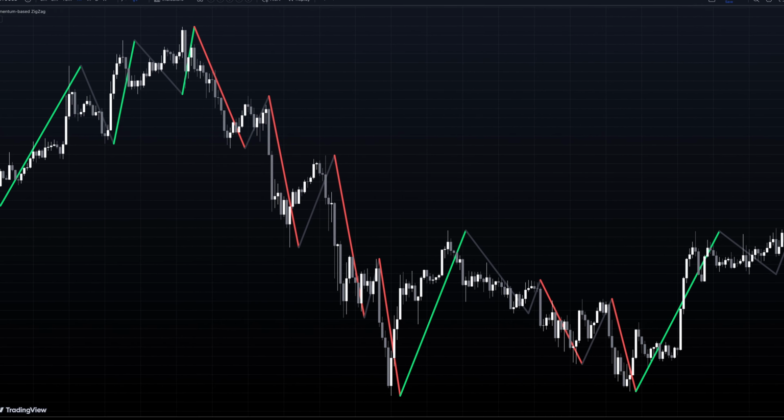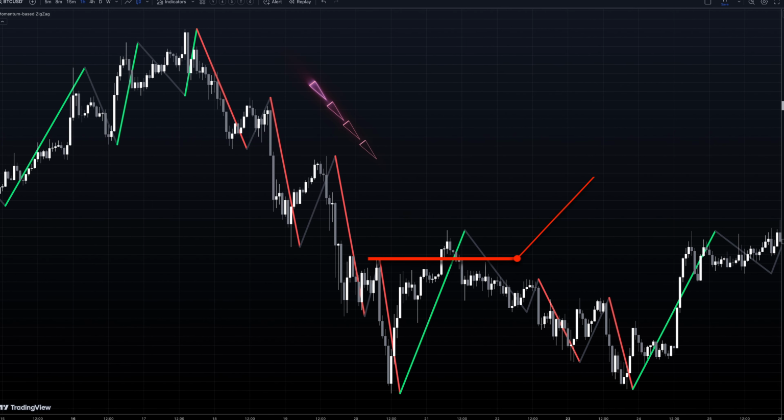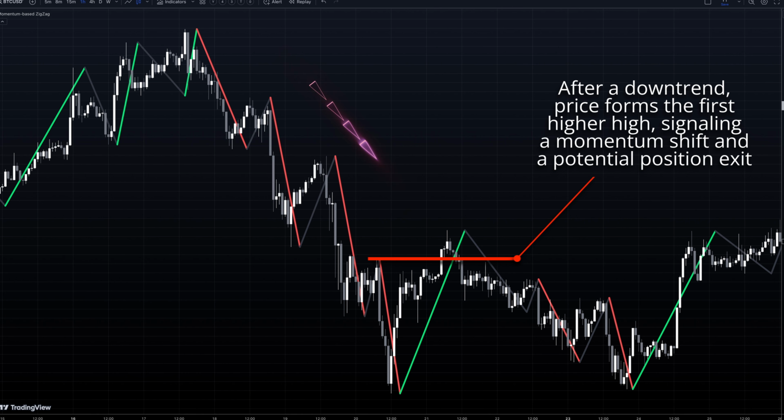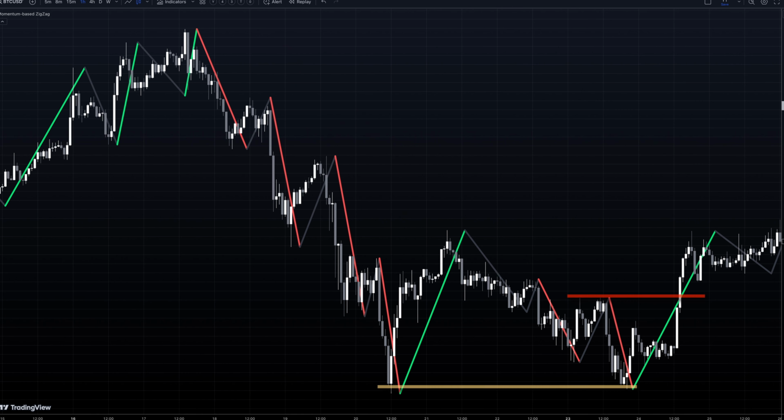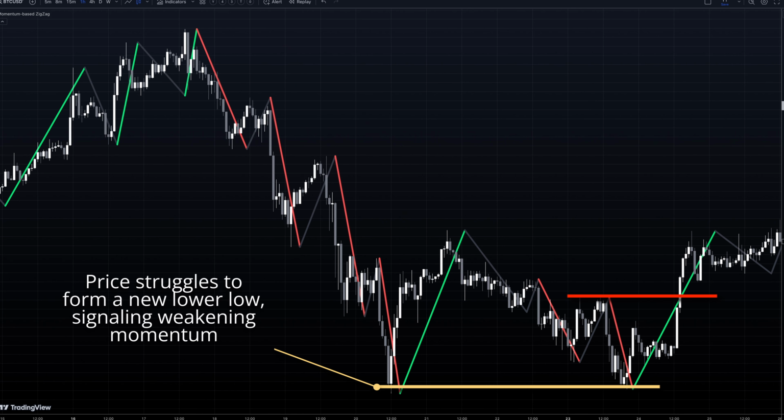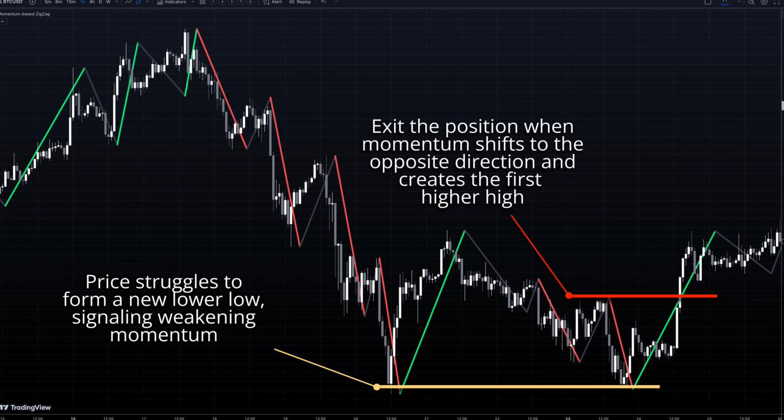For exits, a position could be closed when the price forms a new pivot point in the opposite direction, or if the momentum strength gauge shows a significant weakening, suggesting the trend may be losing steam.